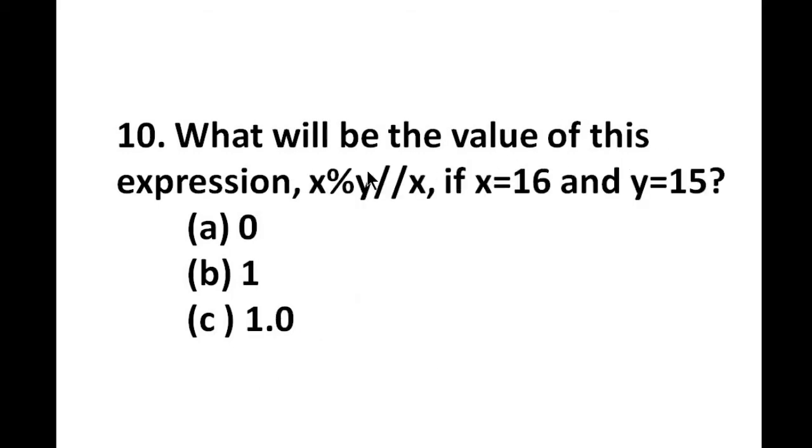What will be the value of this expression? x % y // x if x equal to 16 and y equal to 50. Result is 0. x modulus y, that is 16 modulus 50 is 16. The remainder is 16. And then 16 integer division 16 is 1... Here it is integer division, double slash, so it will consider only the whole number part.